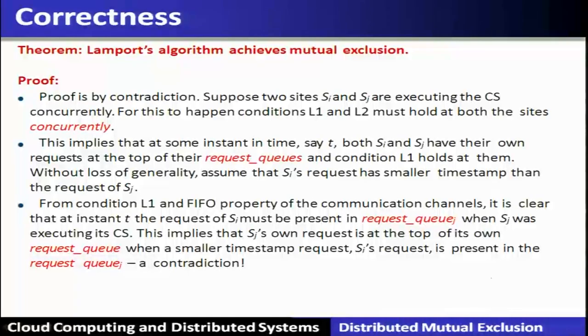So, correctness: Lamport's algorithm achieves mutual exclusion. Let us see the proof of this theorem. The proof is by contradiction. Suppose two sites Si and Sj are executing in the critical section. That is possible when the two conditions L1 and L2 hold for both the sites at the same point of time. This implies that at some instant of time t, both Si and Sj have their own requests at the top of their request queues, and the condition L1 holds at them.